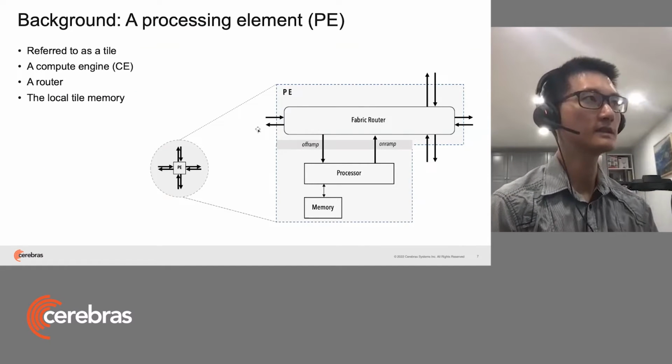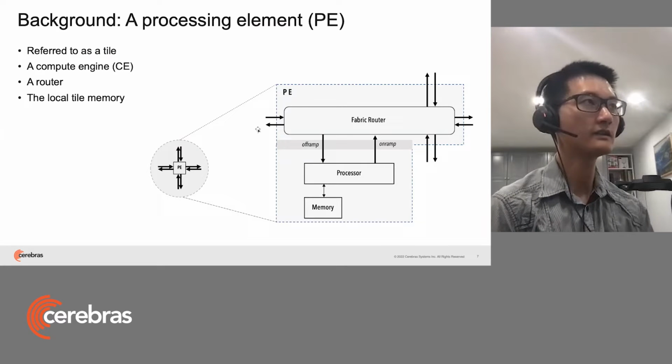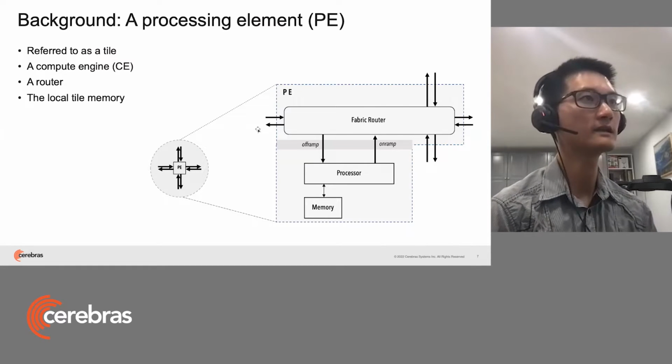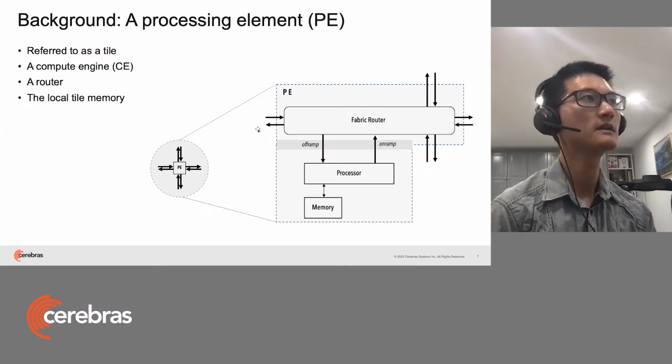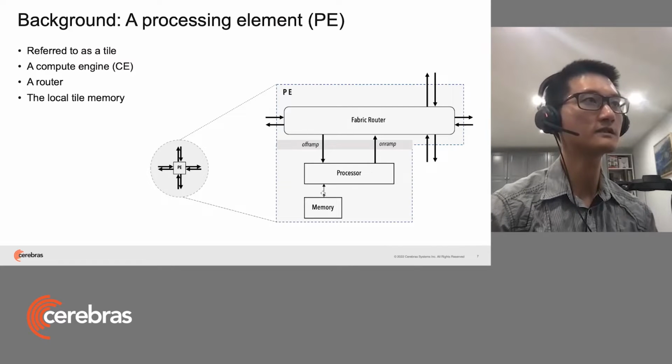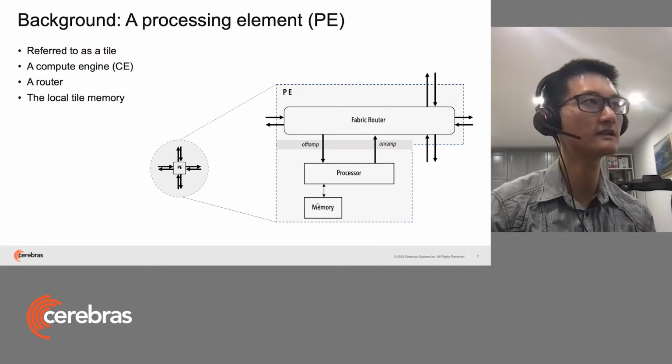Each process element, sometimes referred to as a tile, contains 3 components: the compute engine, which is the processor, a router, and the local memory. And this is important information because today's talk will be focused on debugging the router and variables inside the memory. So that's what the focus of today would be.